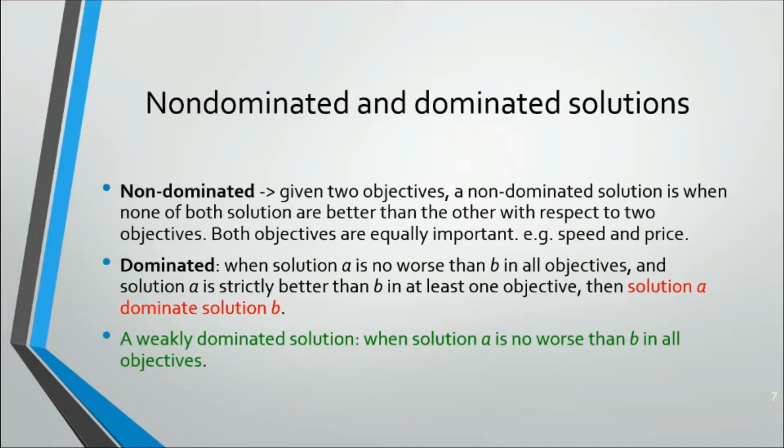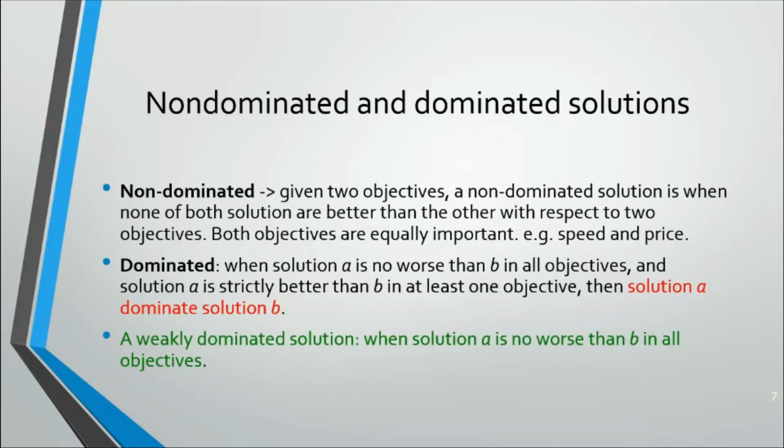Then non-dominated as well as dominated solutions. For the non-dominated condition, suppose we are given only two objectives. A non-dominated solution is when neither solution is better than the other with respect to both objectives. Both objectives are equally important, like speed and price. So in one objective, one solution is better, and in the other objective, the other one is better. That is the condition.